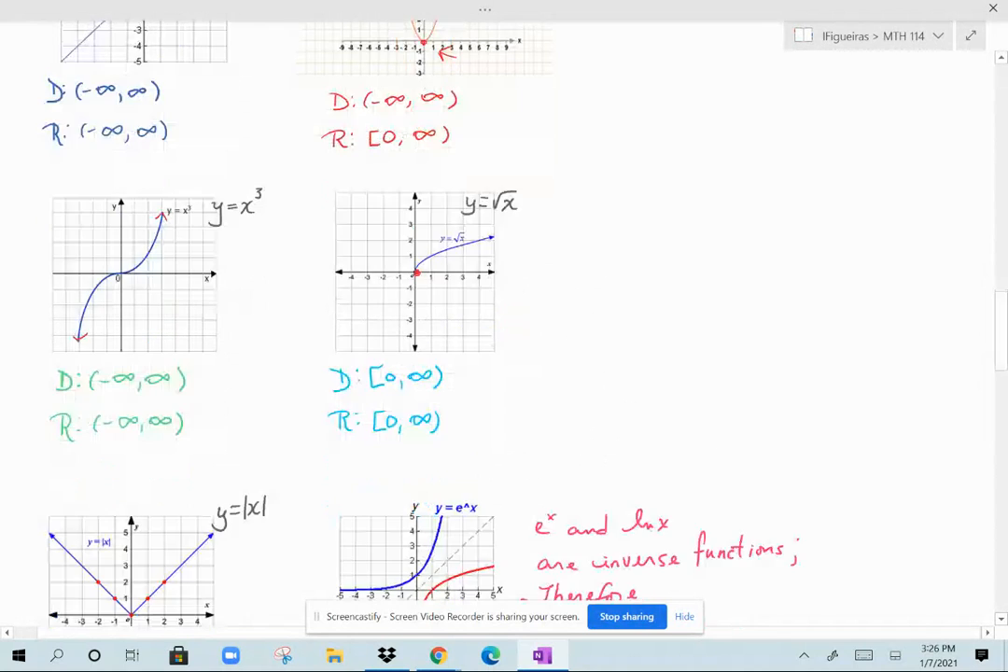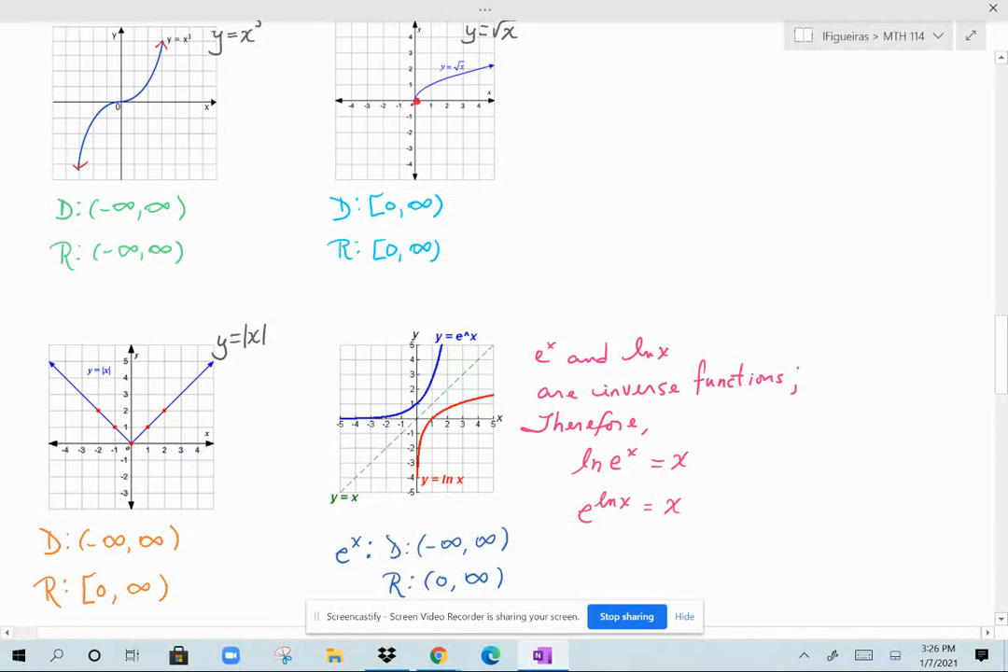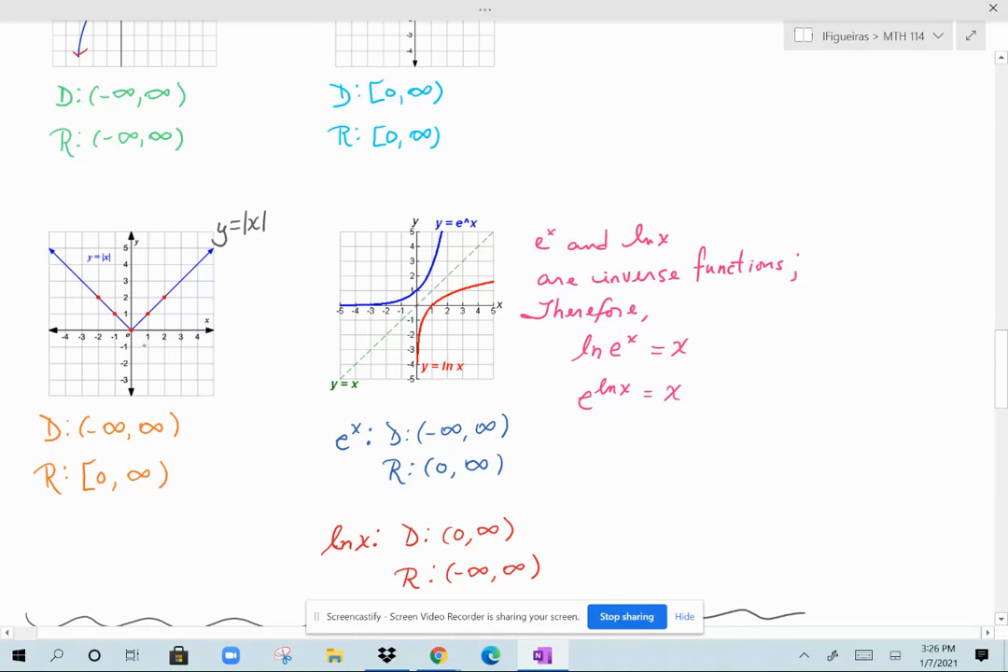Okay, then we have our absolute value function. That looks like a v. The domain here, x could be anything, positive, negative, or 0. So it's, again, all real numbers. But you can see from the graph that your range is from 0 to infinity. It's growing towards infinity. It will never be negative. That's what an absolute value does. It changes your negatives to positives.